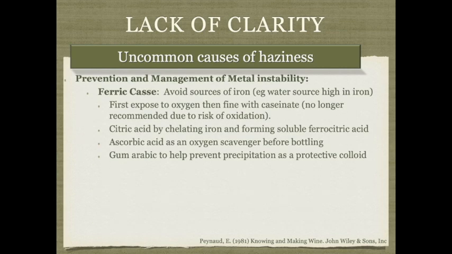So to prevent the iron instability, you try to avoid sources of iron. Back in the old days, wineries would use iron pipes and things like that. That's been avoided now. It's known about. So now they're using inert materials such as stainless steel that will not add iron. The more common sources are other sources, such as a water source high in iron. If you're a home mead maker and you're using well water and it's high in iron, you potentially could get this.